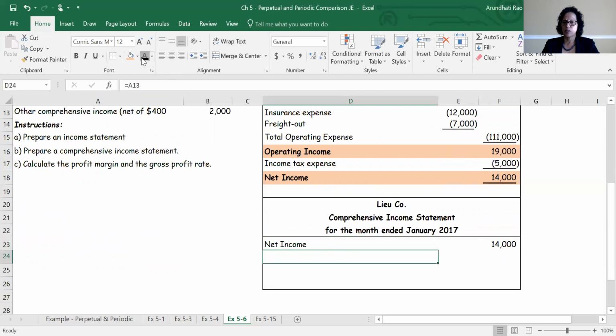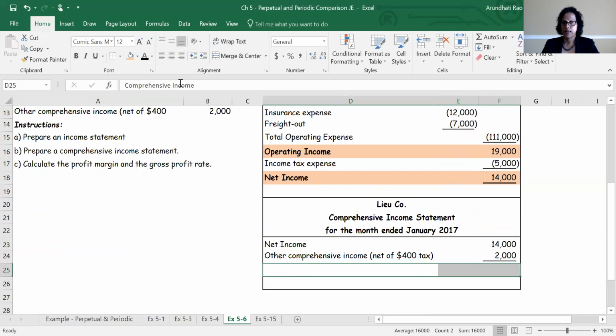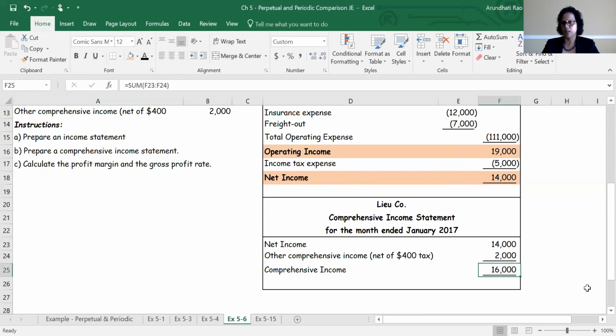We either add or subtract the other comprehensive income. In this case, it is comprehensive income, they've told us, so it's a positive number, which means we need to add $2,000 to the $14,000 we earned in the current period. That gives us comprehensive income of $16,000, and this number will then go into the statement of owner's equity. It goes into retained earnings.